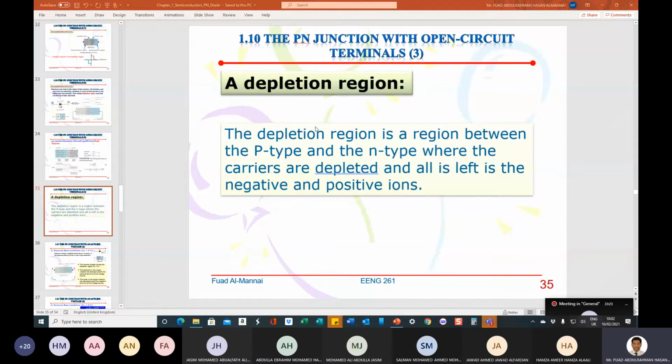Now this is the definition here. What is the depletion region? As we said before, the depletion region is a region between the p-type and the n-type where the carriers are depleted, and all that is left are the negative and positive ions. This is a clear definition of the depletion region. So wherever you go, this is it, when somebody asks you about the depletion region.